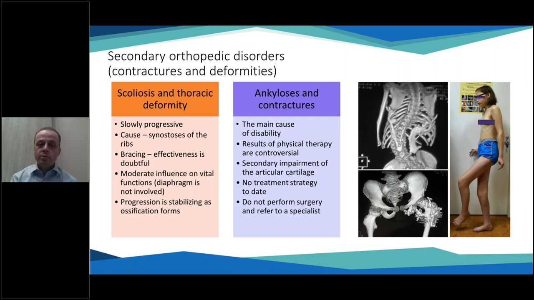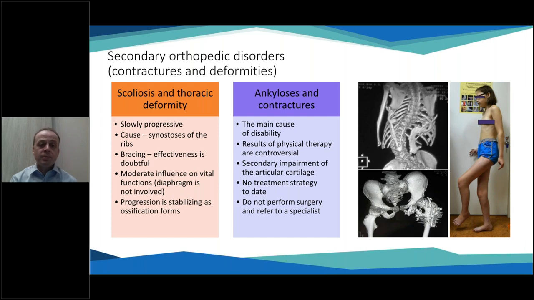Scoliosis is slowly progressive, and the cause of scoliosis is mostly synostosis of the ribs and ossification along the spine. Almost all types of bracing are ineffective in FOP for scoliosis, and pressure, especially pressure with inflammation, can be the starting point for extra ossification. We have to remember it.